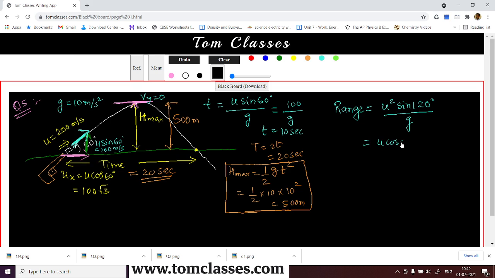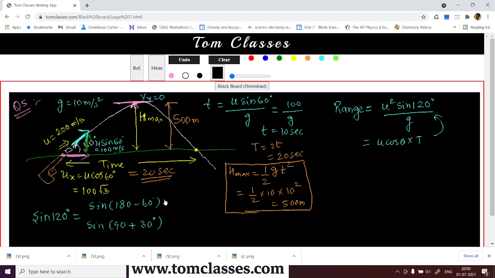So range is given by u cos theta into the time. The time is 2u sine 60 degree by g, so it will be 2u sine 60 degree cos 60 degree by g, right? So that's what it is. So what is sine of 120 degree? Who is going to tell me? What is the value of sine 120 degree? How to calculate this? There are two ways, right? Either you say that this is sine of 180 minus 60 degree, or you say that it is sine of 90 plus 30 degree, right?